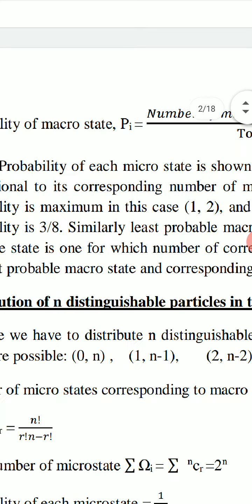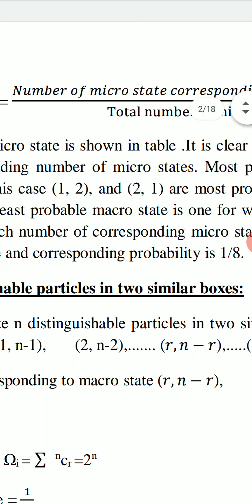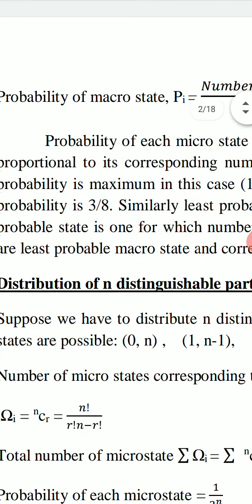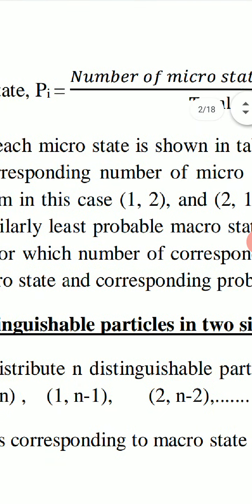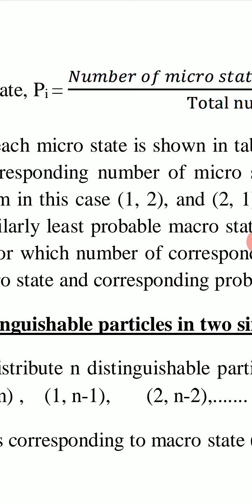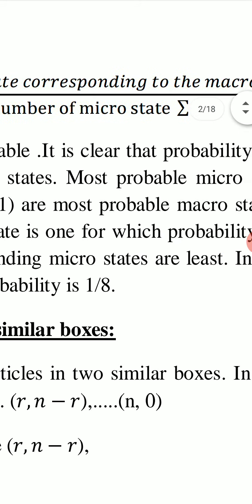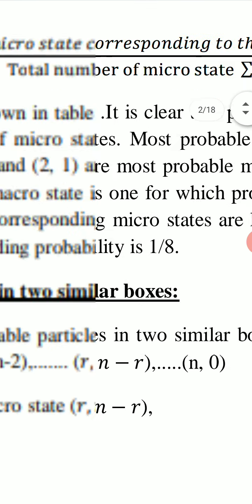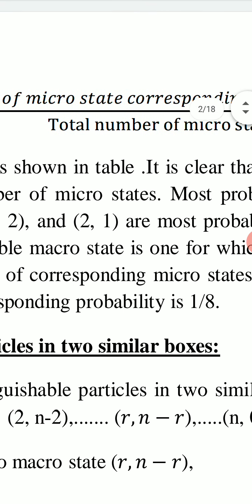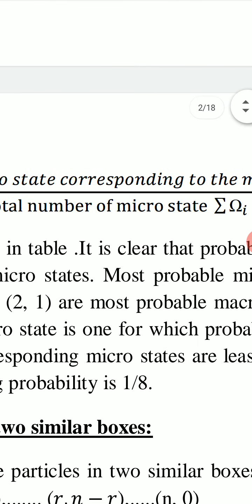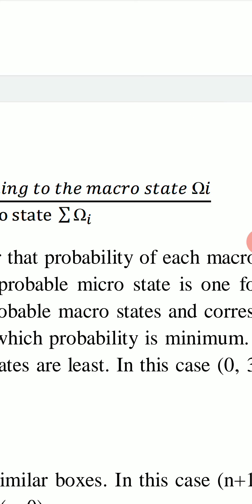Probability of each microstate is shown in the table. Correct this. It is the probability of each macrostate. It is not microstate, it is macrostate. The probability of a given macrostate is shown in the table. It is clear that the probability of each macrostate is proportional to its corresponding number of microstates. Pi is proportional to omega I.